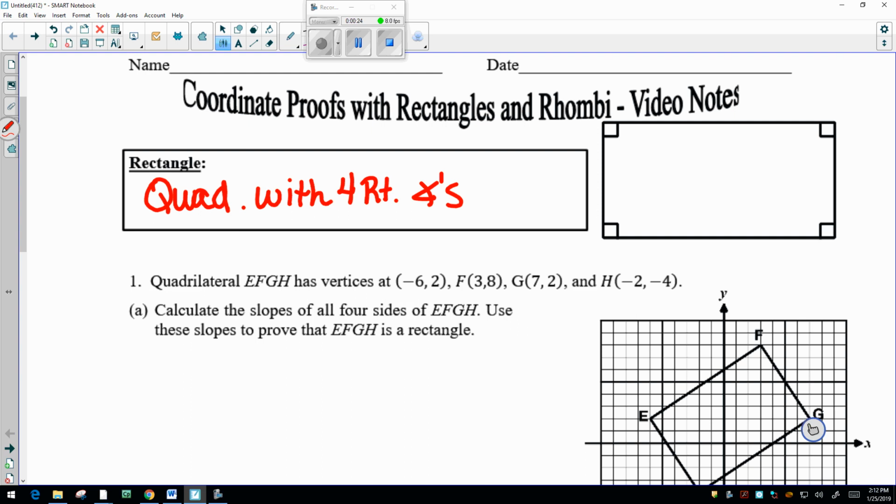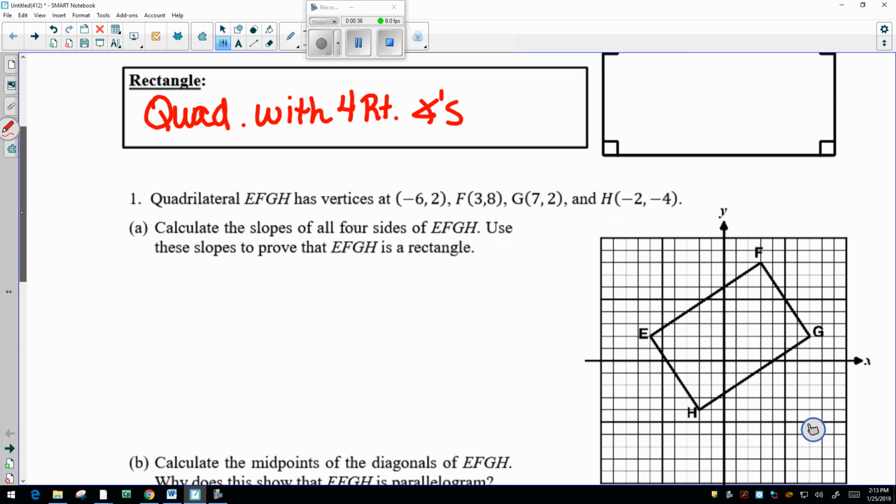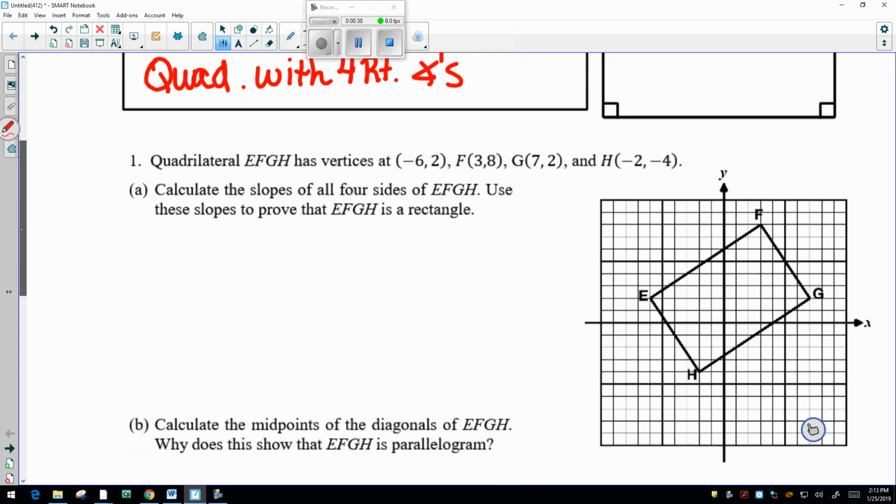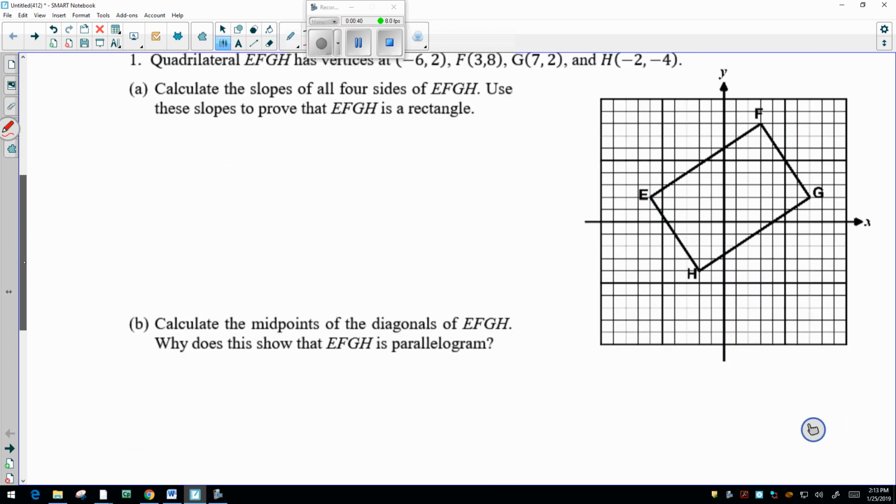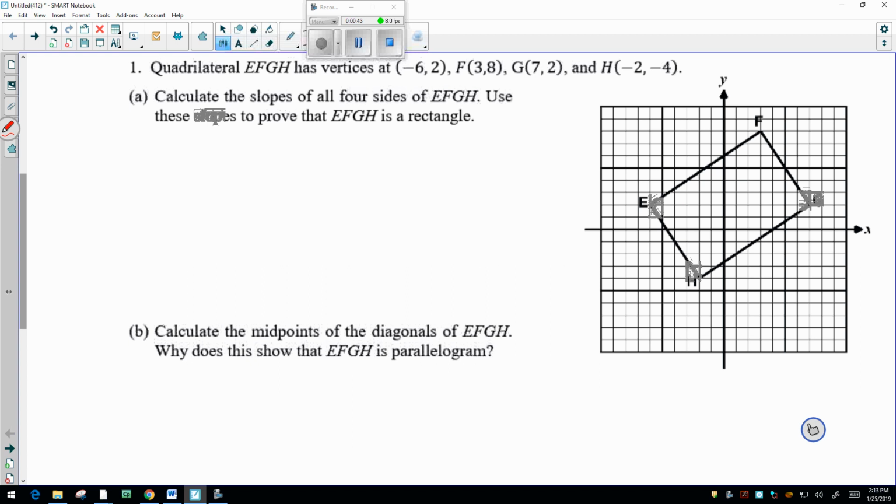And this is good to keep in mind whenever you're doing a proof, whether it be a 2-column or a coordinate proof. If you need to prove something is a rectangle, it's always easy to think about the definition. I want to prove it has 4 right angles. So here below we have quadrilateral EFGH, and it's asking us to calculate the slopes of all 4 sides. And then we need to use those slopes to prove that it's a rectangle.